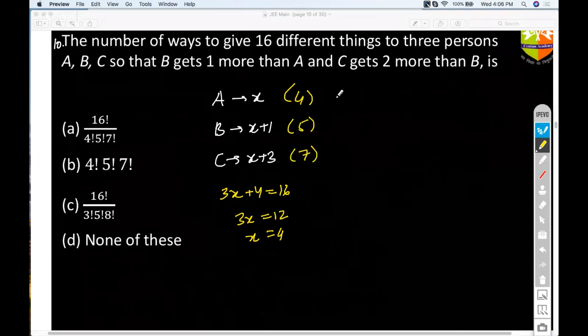Correct? So the number of ways to distribute is 16C4 into 12C5. Right? If you want, you can do 7C7 as well. That's just going to be 16 factorial by 4 factorial, 5 factorial, 7 factorial. That's going to be option number A. It's a less than 10-second problem, guys.